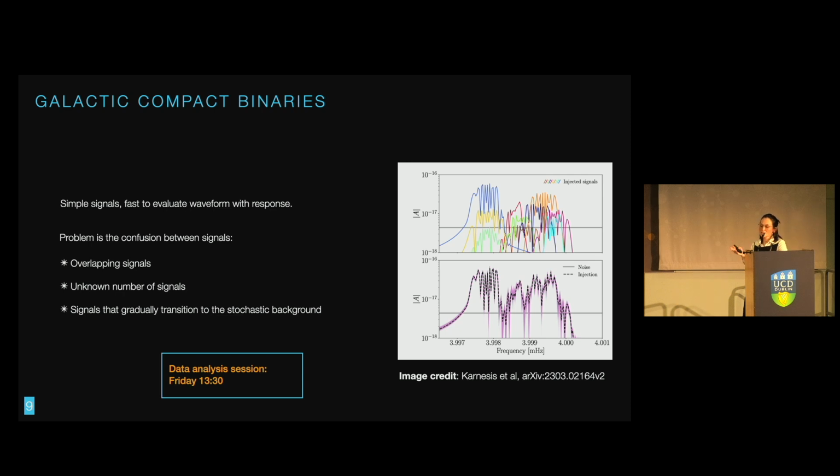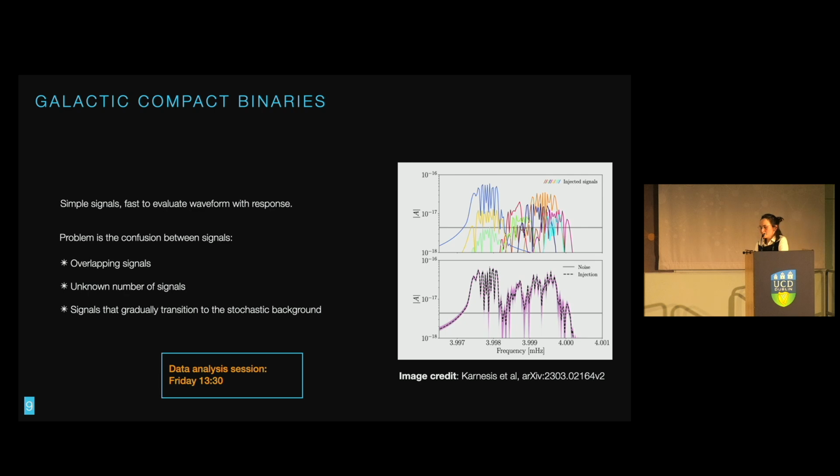If we have one single galactic binary, it is very easy to analyze it, because one single galactic binary would look like that. It is a very narrow band, almost monochromatic signal, and we have very fast waveforms with response for them.